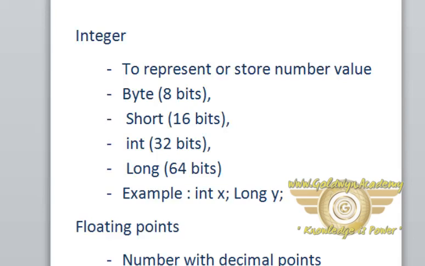Here, this is the example of how to declare an integer variable. Here, x is the integer variable. First, you should write the data type, then you can write the variable name, then a semicolon.